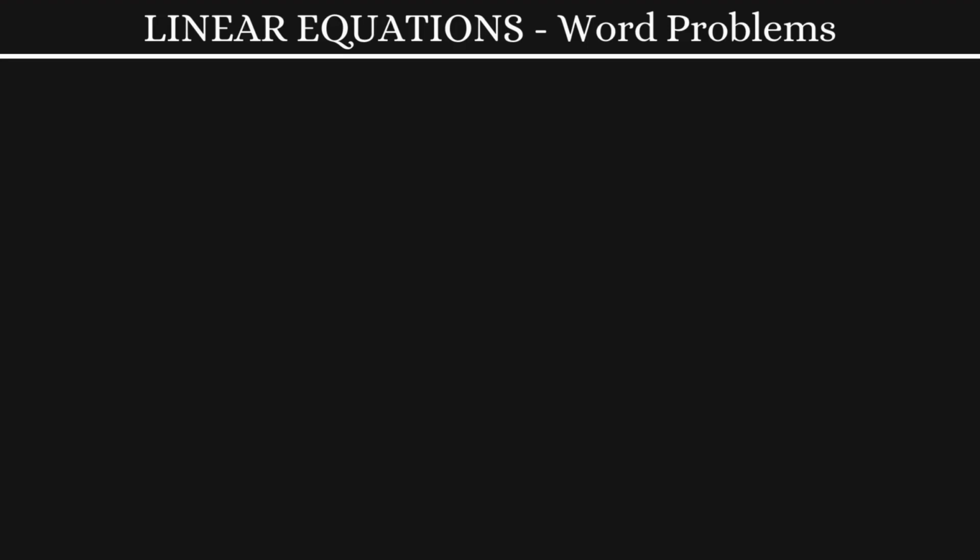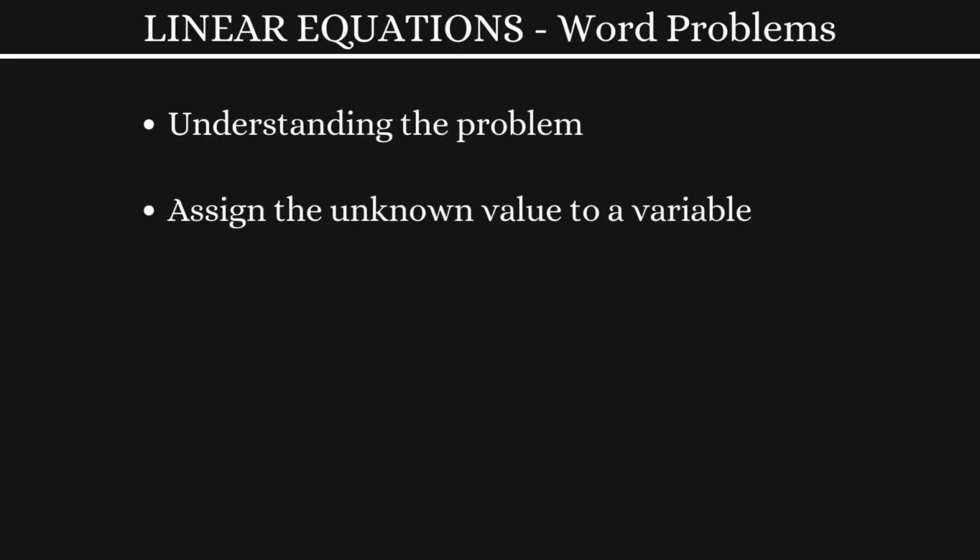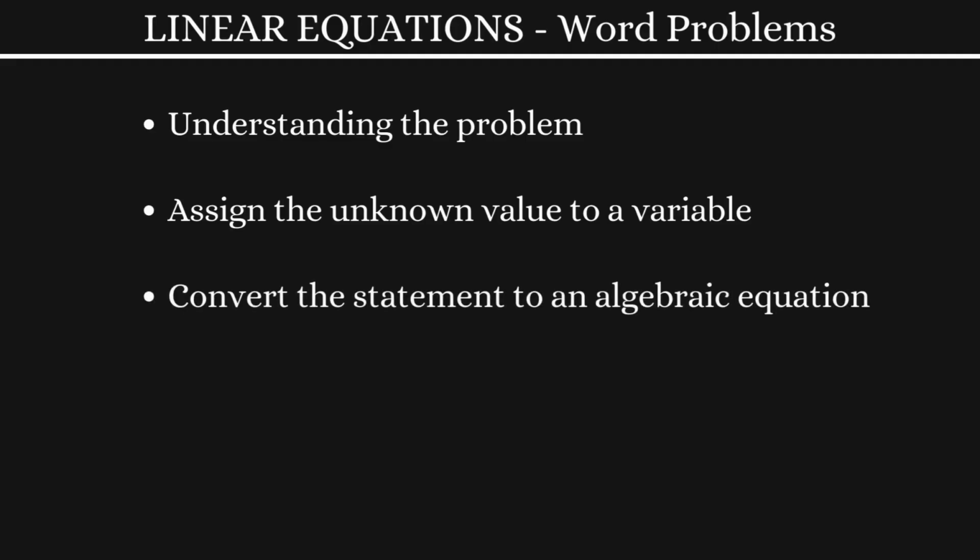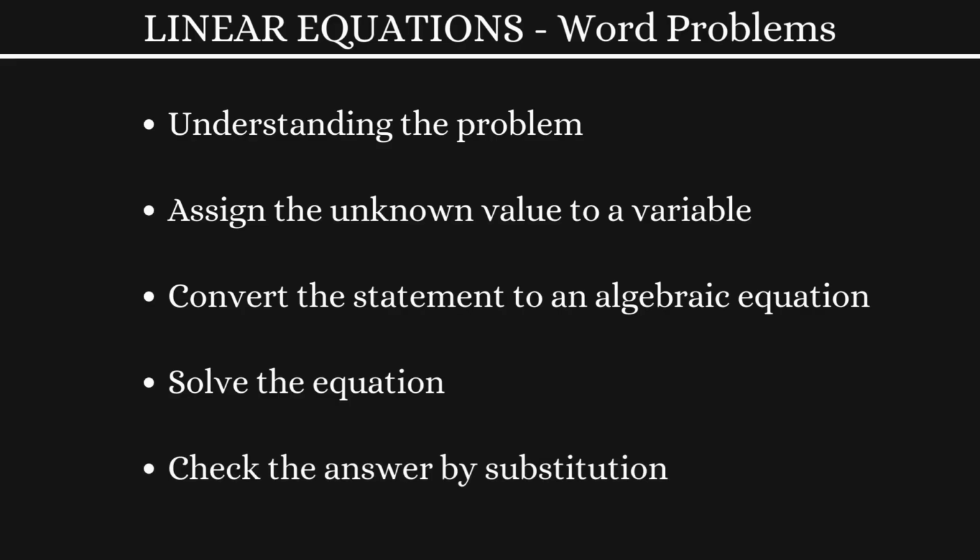When you're handling word problems in linear equations with one variable, you will follow these steps. First is to read and understand the problem. Next is to assign the unknown value to a variable. Next, we'll convert the statement to an algebraic equation. Then we solve the equation. And finally, we check the answer by substituting it in our question.